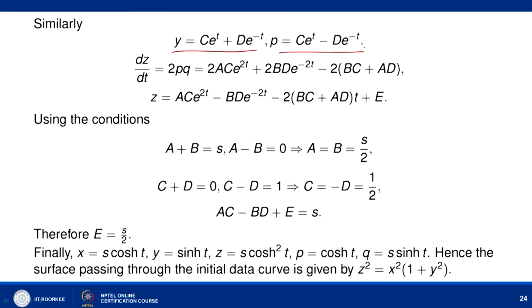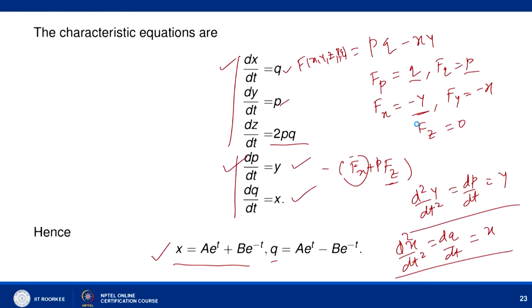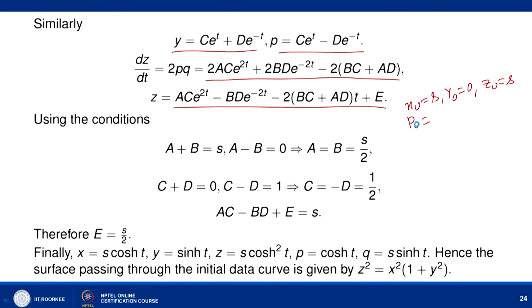We can use the initial data to find a, b, c, d, or let us solve for dz by dt also. So dz by dt is 2pq, and you can find the value of p and q, write down this expression, and when we simplify you have this expression. Now our idea is to solve for a, b, c, d, because for that we need to use the initial data, and the initial data is: x naught is equal to s, y naught equal to 0, z naught equal to s, p naught equal to 1, and q naught equal to 0, right.